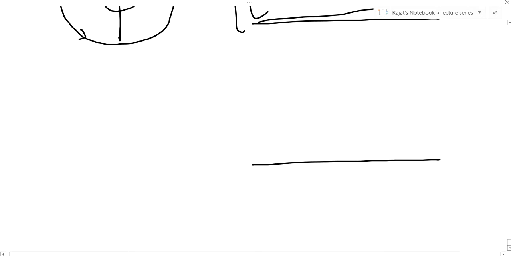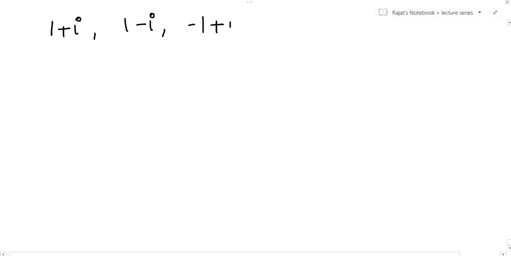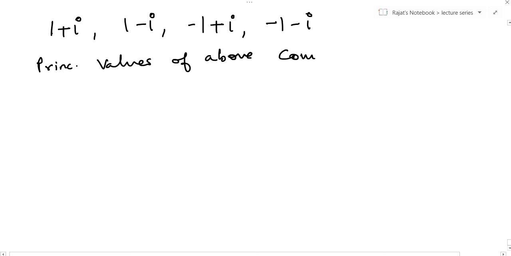Let's take an example once again. Let's take the example that we took in the previous lecture: 1 plus i, 1 minus i, minus 1 plus i, minus 1 minus i. In the previous lecture we found the argument. This time we'll find the principal value of the above complex numbers.